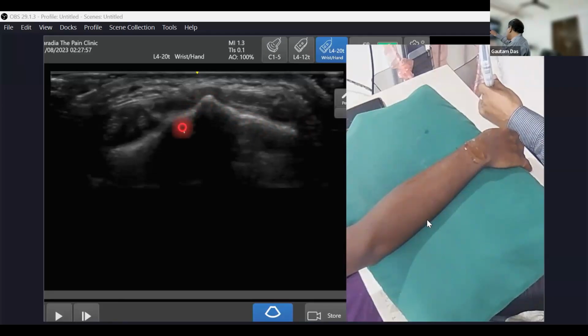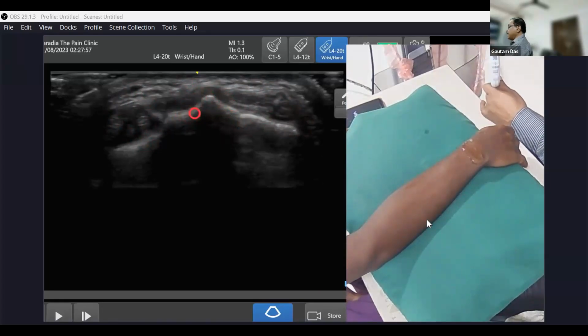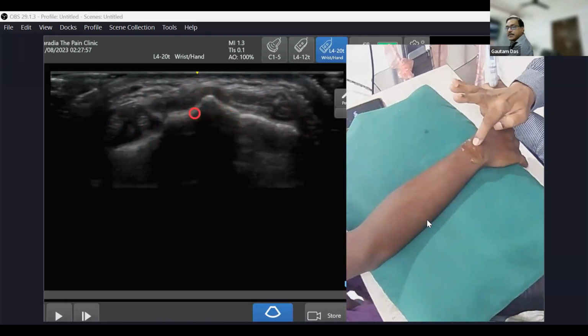So this is your Lister's tubercle. This cleft tendinous is your extensor digitorum, extensor carpi radialis longus and extensor carpi radialis brevis. This tendon is your extensor pollicis longus, and here comes the fourth compartment. So this is the starting point, or we call it the home page. Always try to palpate that. I am palpating here. That is the Lister's tubercle. Most superficial bony prominence is the Lister's tubercle.